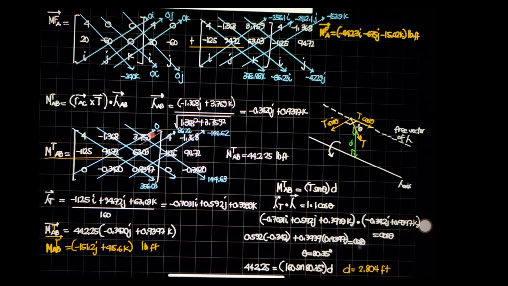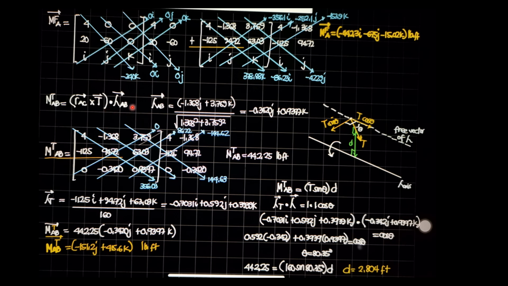Then next is the moment of the tensile force about axis AB. So it is obtained by dotting RAC cross T or RAE cross the tension force, then dotted with the unit vector of axis AB.